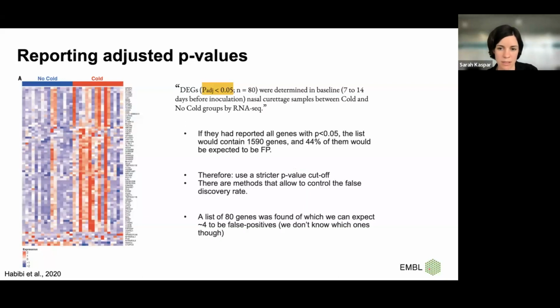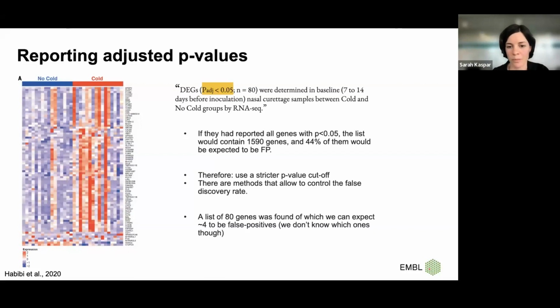And there are indeed methods that allow you to control the false discovery rate, which is the fraction of false positives that you would roughly want to have. And by this, they define the p-value at which you can cut off. So by using this method, they reduce the list of genes to 80. And they know that they now can expect roughly 4 false positives within that list. And they say that they can live with that. So unfortunately, they don't know which ones these are, because otherwise you could kick them out and then you would have 0 false positives.